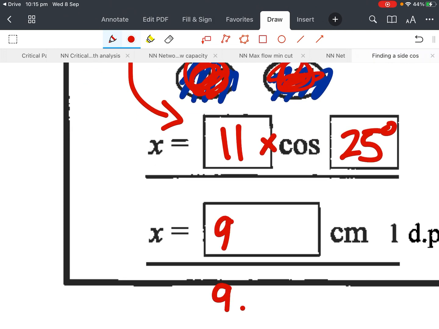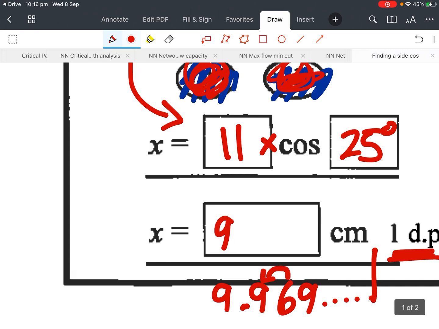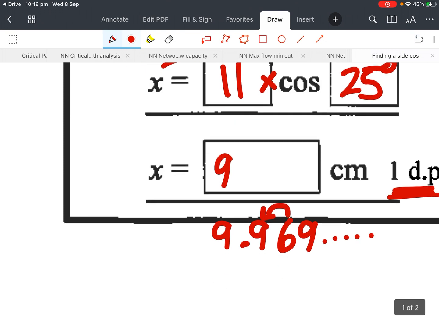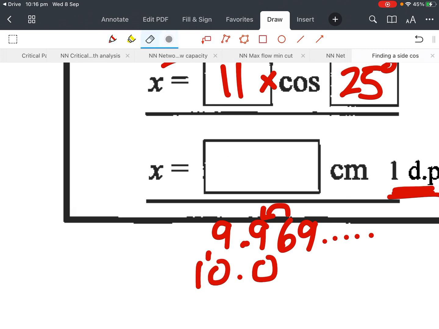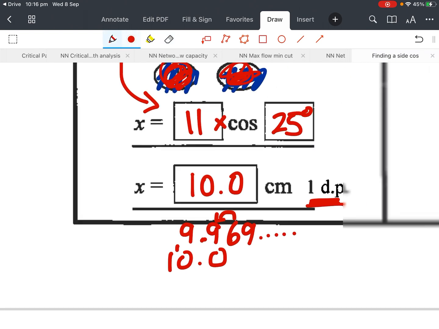I'm going to write down here 9.969 dot dot dot, but it wants it to 1 decimal place. So the 6 is telling me to do what to the 9? It's telling me to round it up, isn't it? And if I round it up, it becomes a 10. So that means I actually have to add 1 to that 9, and 9 plus 1 gives me 10. So it becomes 10.0 in there.